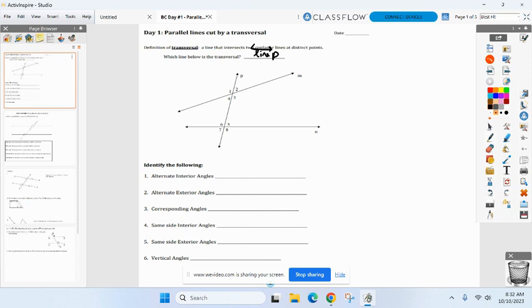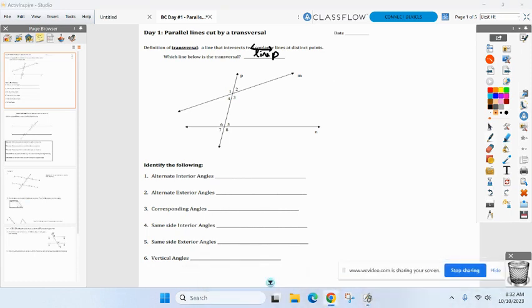Take a look at all the different types of angles I have here. Let's take care of number 6 right now, because this is just a review. Vertical angles. I'm just going to ask somebody again from Unit 1 and Unit 2. Name a pair of vertical angles up here. Right, I don't need anything special. Just name a pair of vertical angles up here.